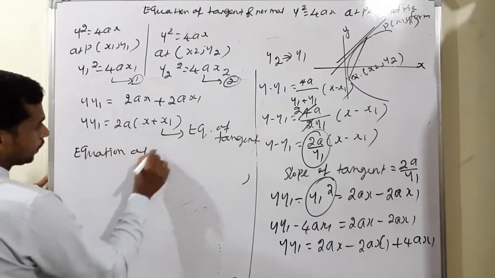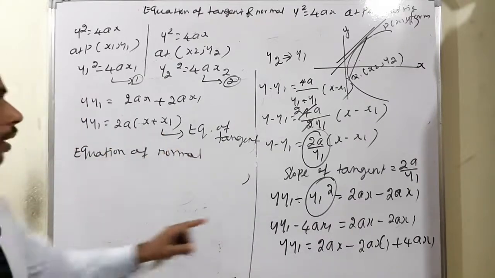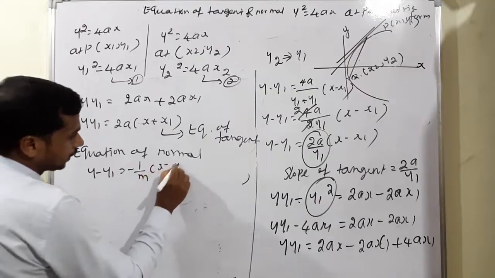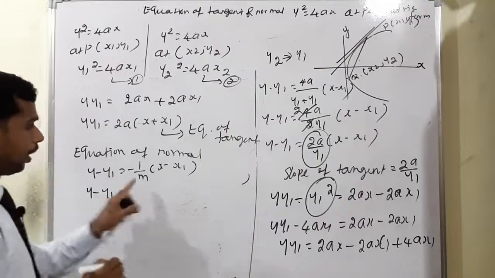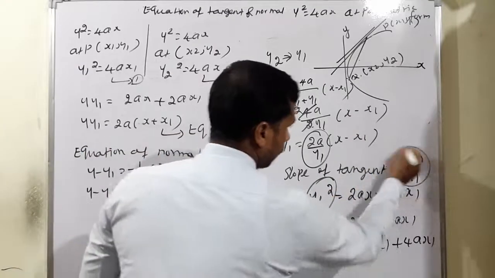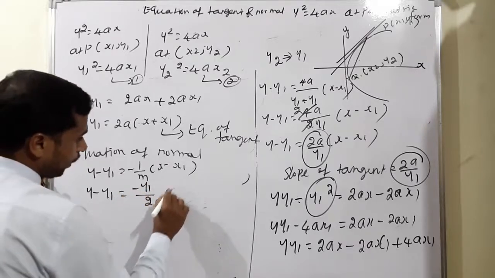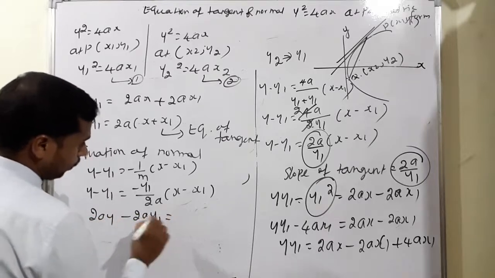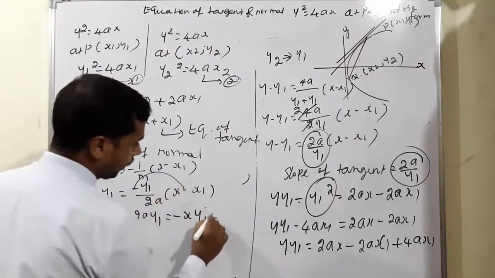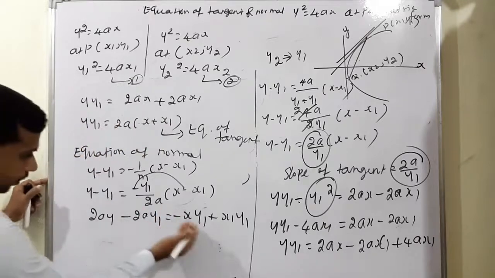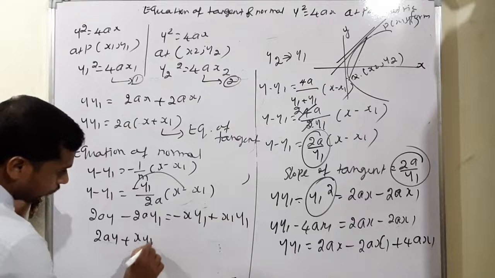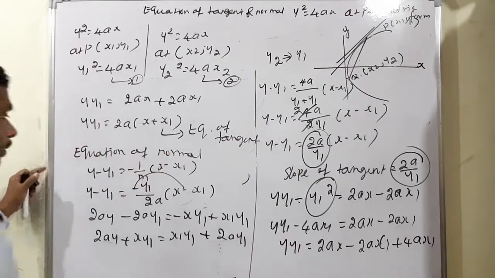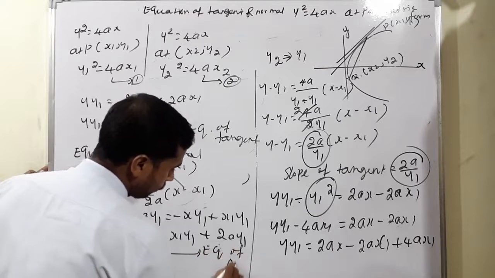Equation of normal: look at this, this is the slope of the tangent, so what is the formula? y minus y1 is equal to negative 1 by m into x minus x1. Already we know the sign is negative and it is the reciprocal. Therefore we can write it as negative y1 divided by 2a into x minus x1. Again cross multiply: 2ay minus 2ay1 is equal to negative x y1 plus x1 y1. Now the negative sign brought to the opposite side means 2ay plus x y1 is equal to x1 y1, and negative 2ay1 brought to the opposite side means positive 2ay1. This is called the equation of normal.